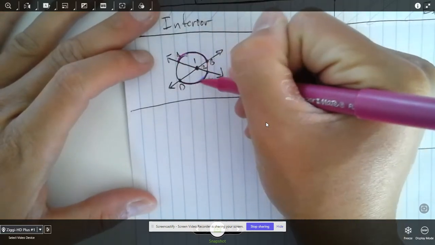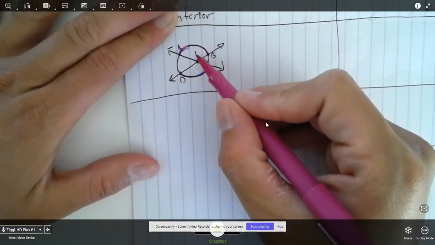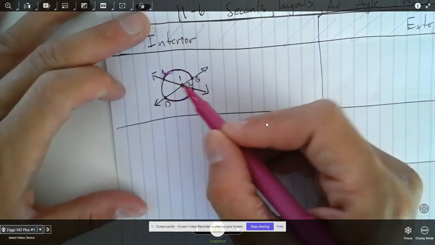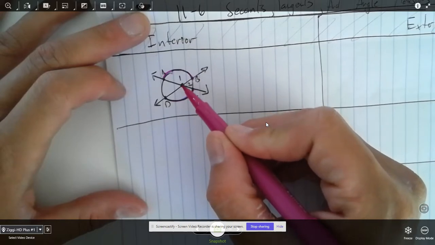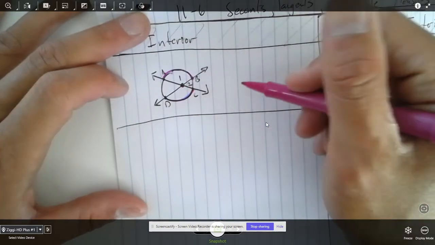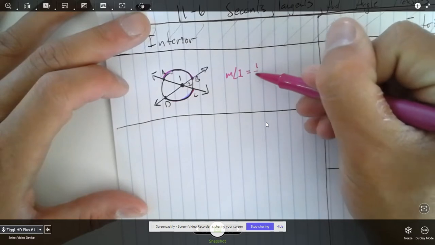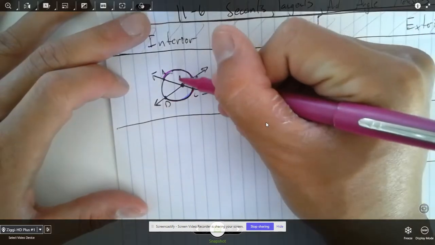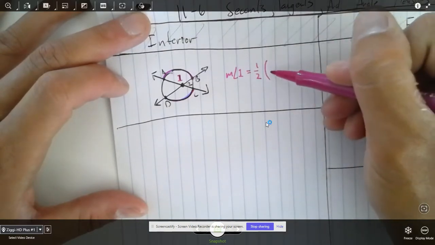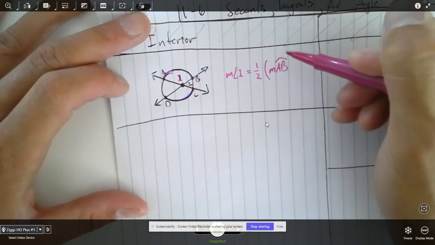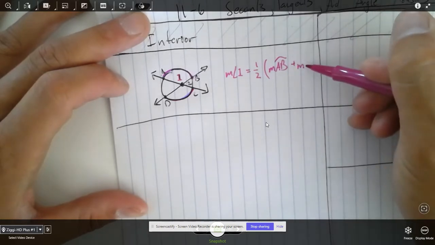Here and here, if you guys can see that, basically what this says is if you want to find the measure of angle 1 for any case where you have two secant lines crossing, they intersect at the interior of a circle. How you're going to do that is the measure of angle 1, color coded, is going to be equal to 1/2 times, and we'll give this a color code of 1, the measure of the arc AB, so it's A to B, plus the measure of the arc DC.